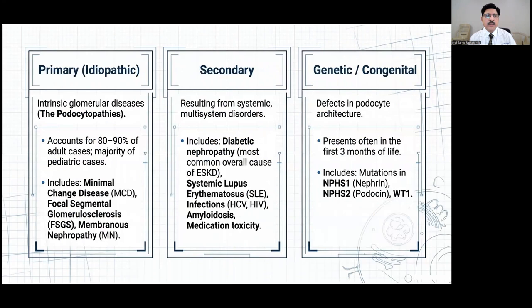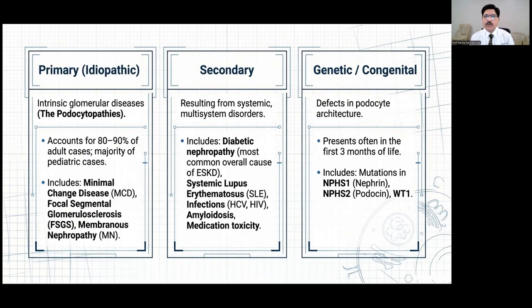Now we have three areas: the primary, idiopathic, the secondary, and the genetic variants. The primary one is podocytopathies. 80 to 90% of the adult cases are podocytopathies only. Majority are in the pediatric age group. Minimal change disease, focal segmental glomerular sclerosis, membranous nephropathy are the other ones. Then secondary ones: diabetic nephropathy, end-stage kidney disease, systemic lupus erythematosus, infections, amyloidosis, medication.